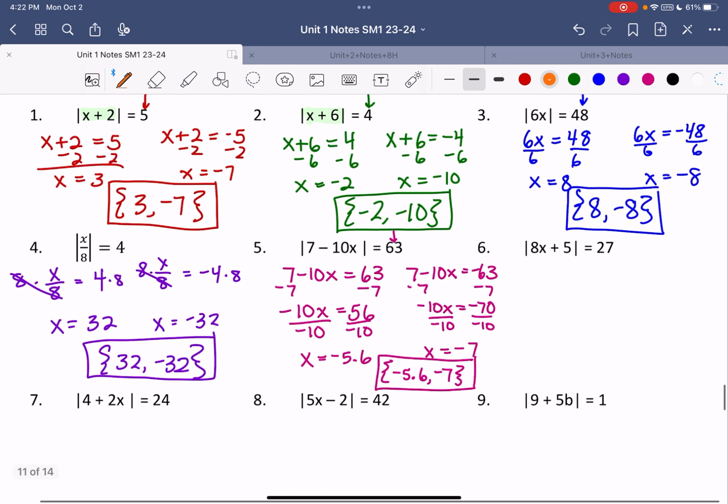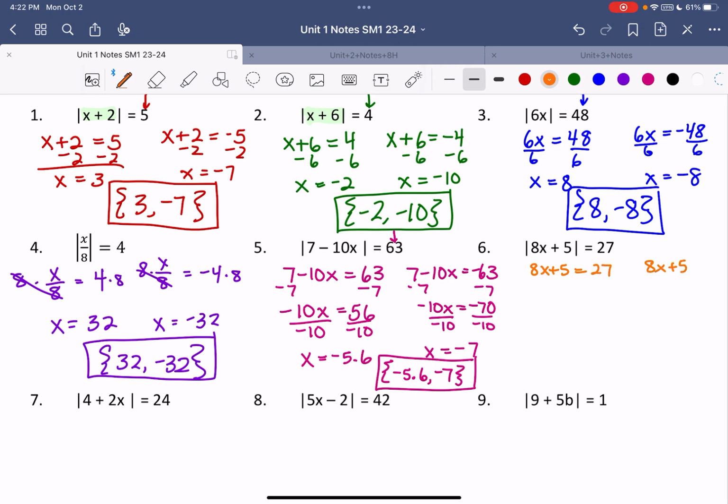Okay. Again, we take what's inside, set it equal to the positive answer that gave us. Take what's inside, set it equal to the negative answer they gave us. Solve both. You will get decimals or fractions. Try and do fractions if it's reasonable. If it's a simple decimal, I don't mind.